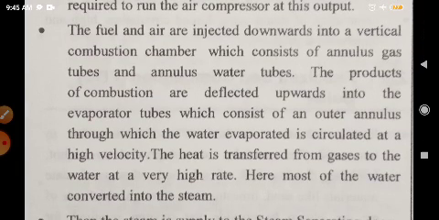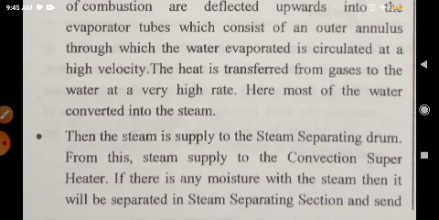this output. The fuel and air are injected downward into the vertical combustion chamber, which consists of annular gas tubes and annular water tubes. The products of combustion are deflected upward into the evaporator tubes, which consist of an outer annulus through which the water to be evaporated is circulated at a high velocity. The heat is transferred from gases to the water at a very high rate. Here, most of the water is converted into steam.